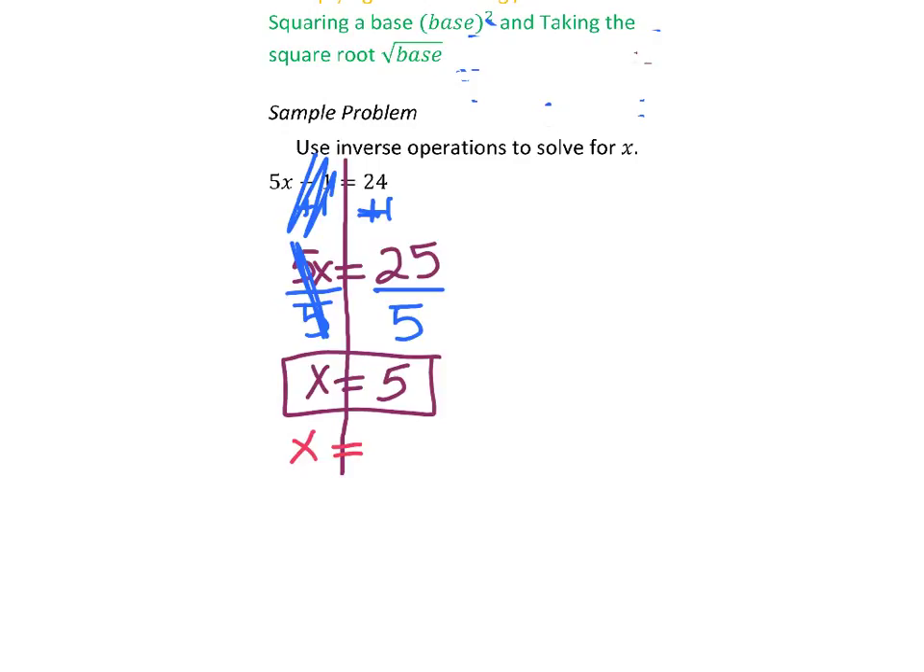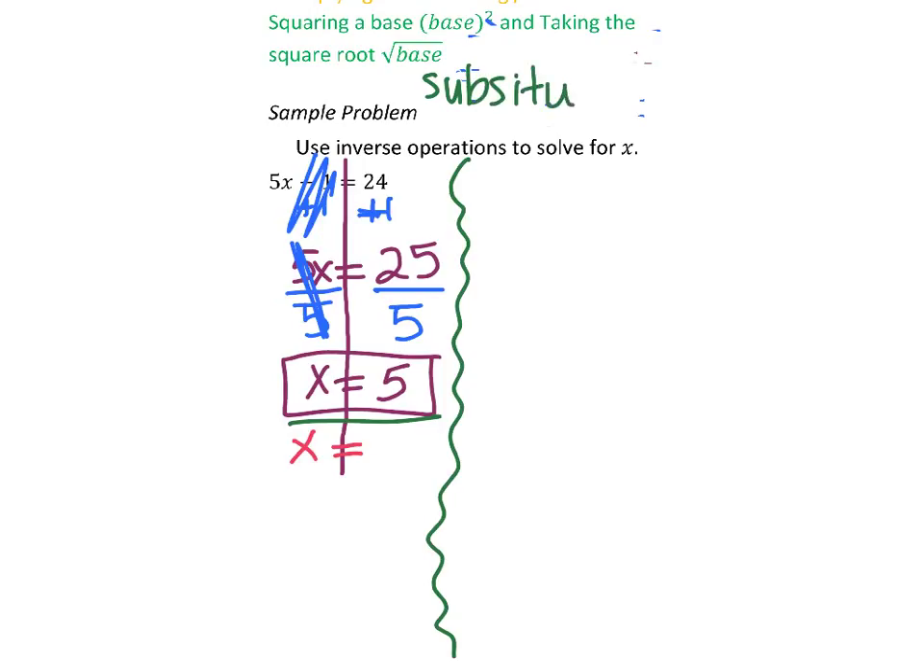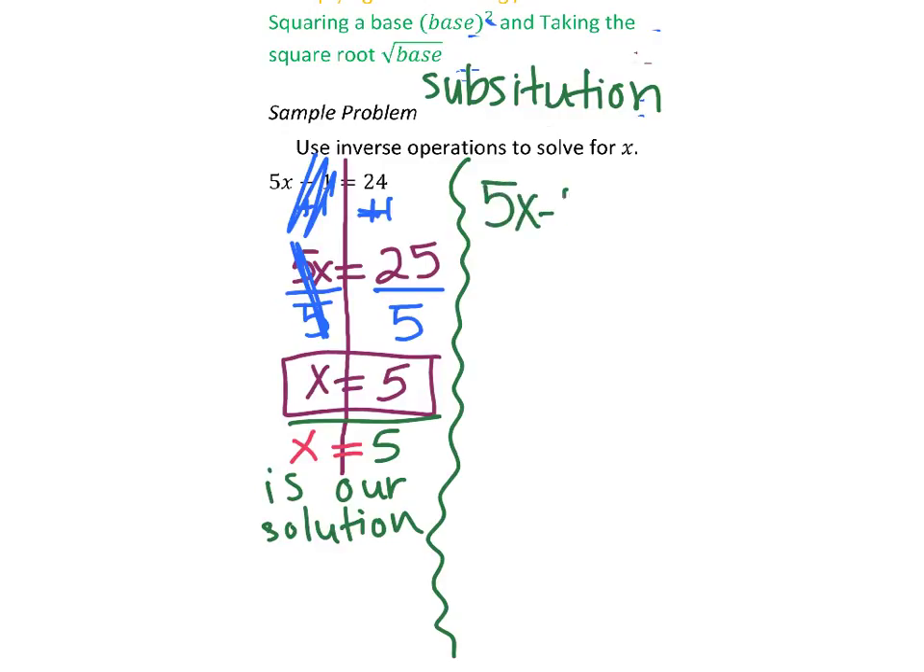Okay, we got x equals 5, and that is our answer. But I want to show you something very important, and this is called substitution. We are going to get that answer that we got, the solution that we got, right? X equals 5 is our solution. We're going to use this solution, this answer, and we're going to plug it into the original equation. So the original equation was 5 times x minus 1 equals 24. We're going to plug that 5 in for x.